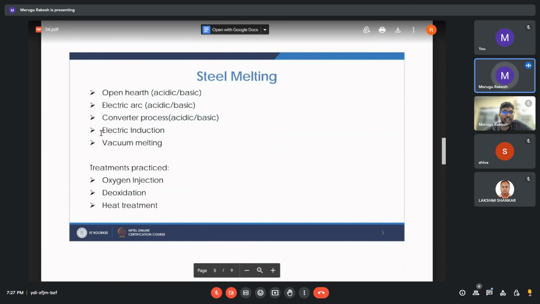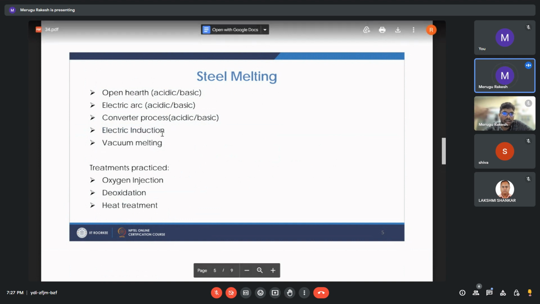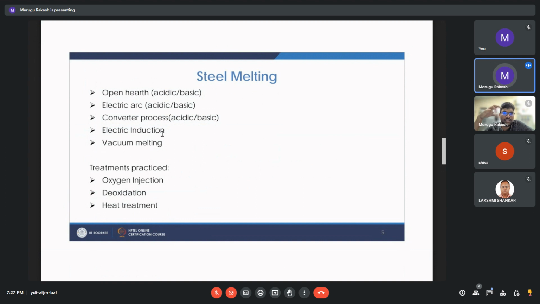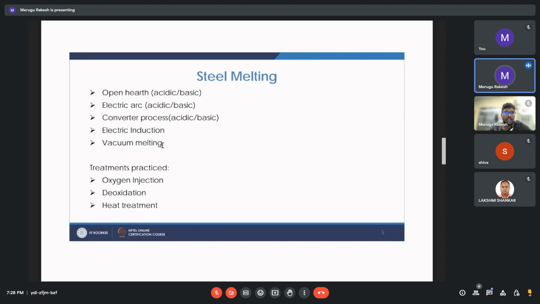Then we have this electric induction process, in which, through the eddy currents, we will melt the steel, which is a very good technique we can use. We'll have electric induction mixing, and we'll have electric induction heating. We'll also have vacuum melting. Basically, we are melting inside a vacuum chamber so that there will be no interaction with the atmosphere, so that it will not form any oxides. Then immediately we will transfer it into the molds.